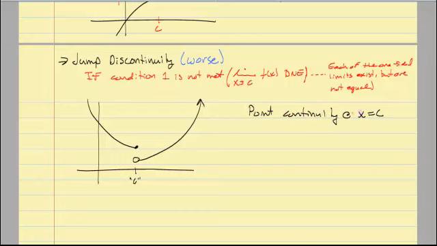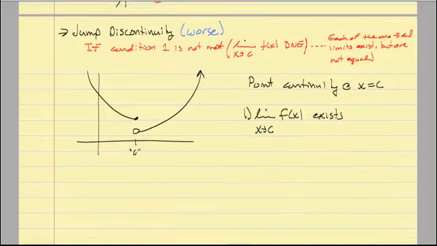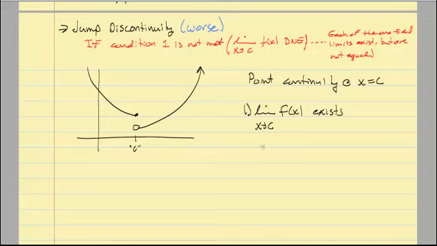Now each one of these is going to work the same. The first thing I always check is to see if the limit as x approaches c of f of x exists. That's the criteria. Well, how do I determine if a limit exists? I take the limit as x approaches c from the right, and I take the limit as x approaches c from the left.